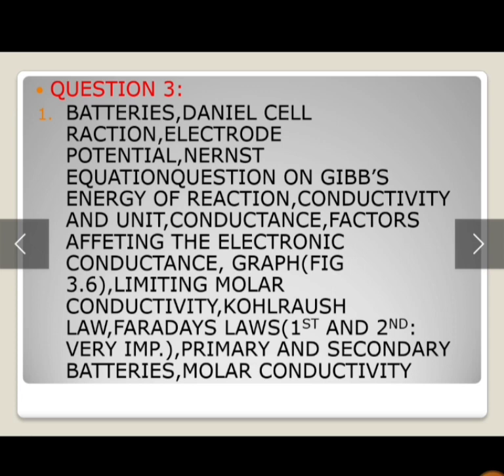Faraday's laws, first and second law, very very important. The most likely question this year, just remember it, they might ask it. Last year they had asked a numerical based on it, so this year you would be expecting a question related to this one. Faraday's first law and second law, and even Kohlrausch's law.